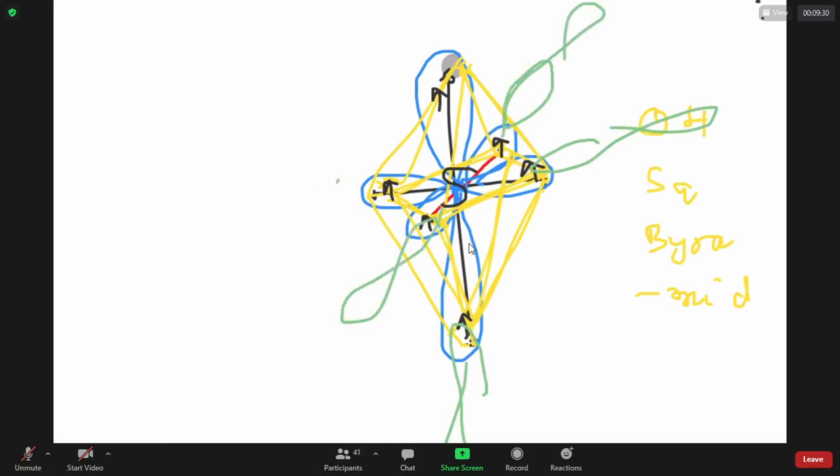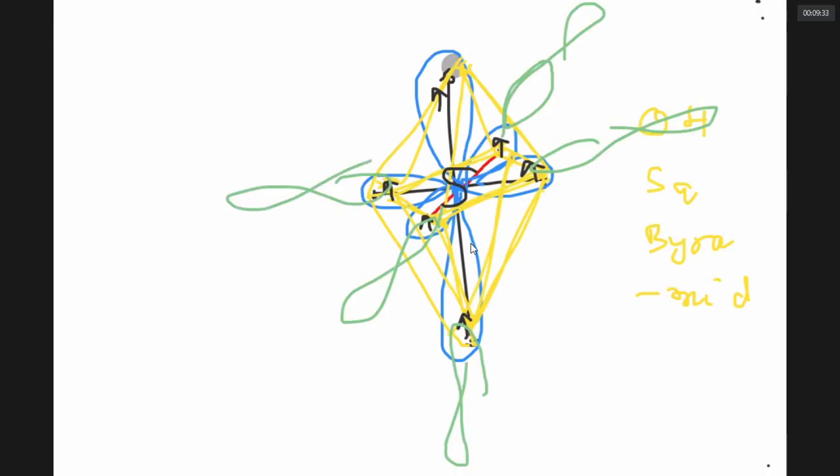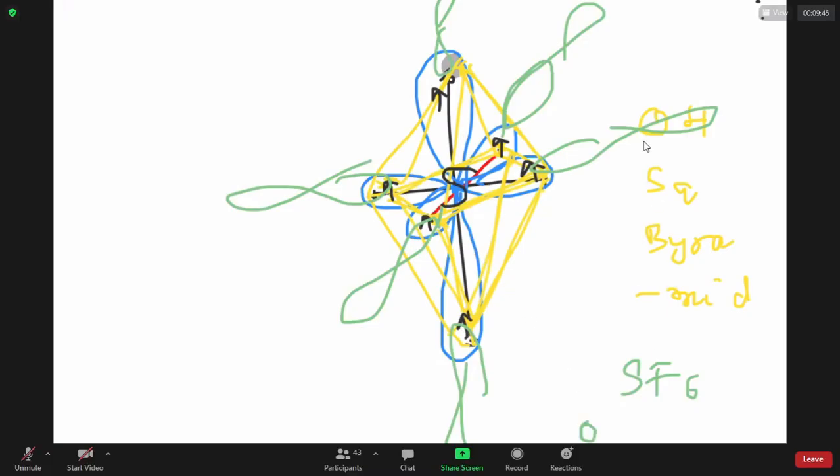What is this molecule, sir? It is SF6. What is the shape of SF6? Octahedral. And what are these angles? Any 2 angles are 90 degrees.